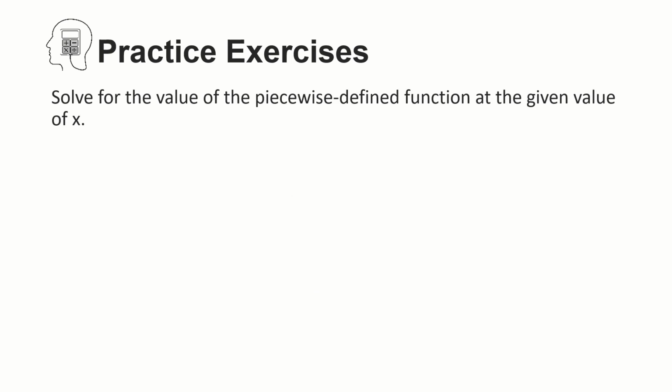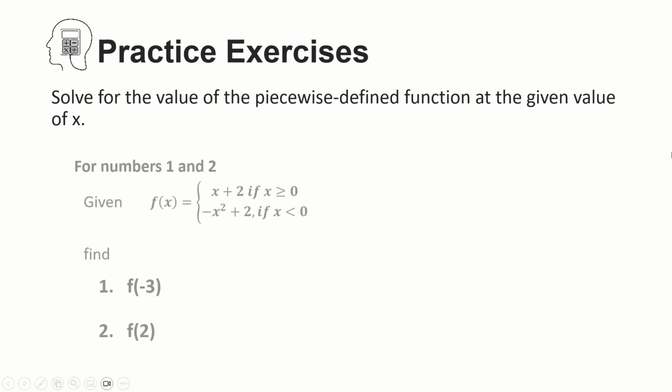So now I would like you to answer these practice exercises. Solve for the value of the piecewise defined function at the given value of x. For numbers 1 and 2, our given piecewise function is f of x is equal to x plus 2 if x is greater than or equal to 0, and negative x squared plus 2 if x is less than 0. So find f of negative 3 and f of 2.